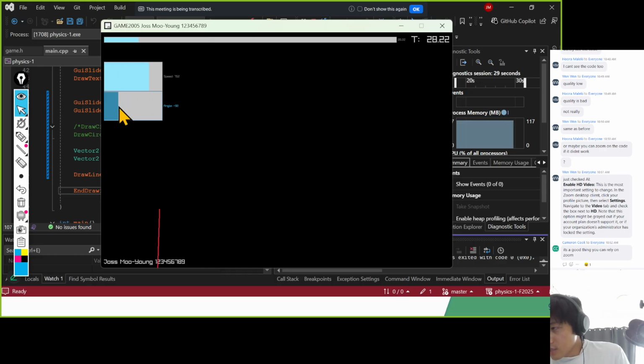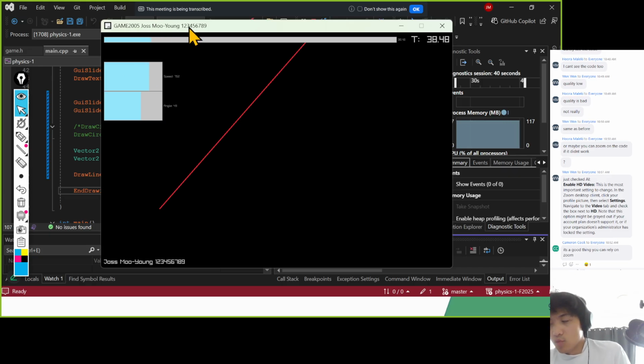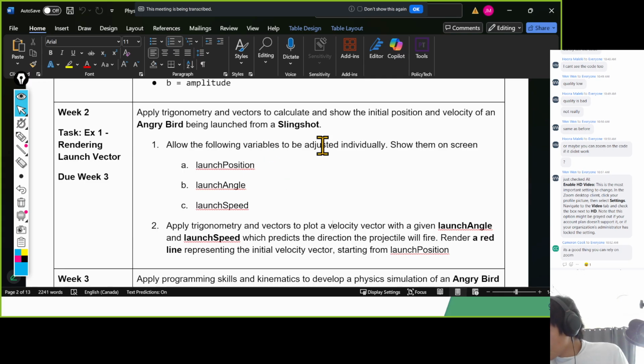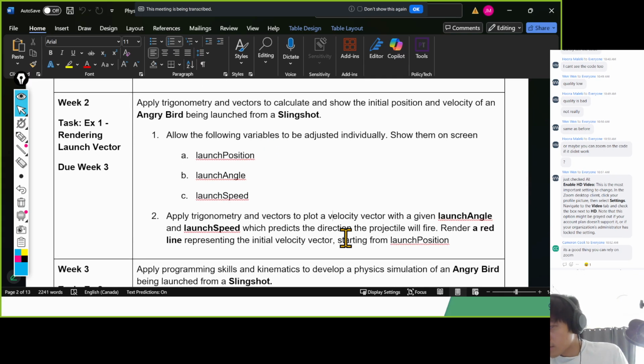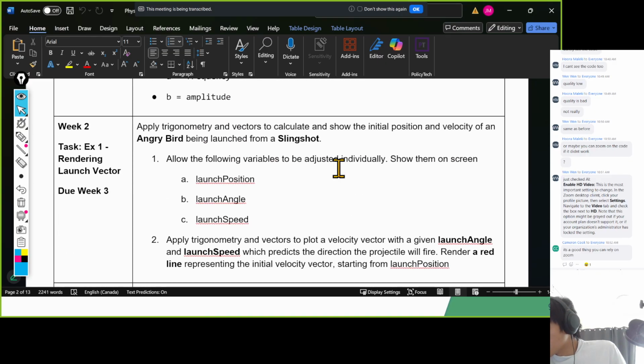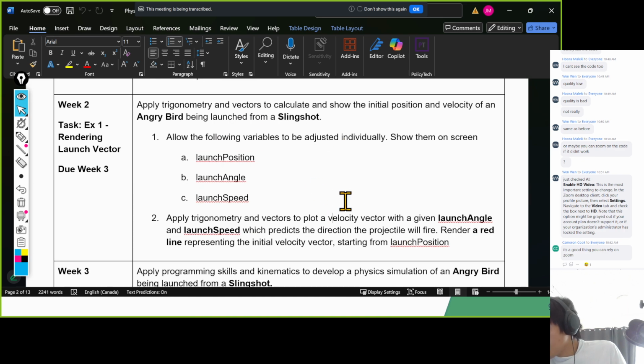Do you have to use sliders? You can use anything as long as you can actually change it, but I recommend sliders. There are other GUI elements available to you using this framework, but you need a way to change these numbers in real time. Let me check the assignment sheet to see if you can do it with arrow keys. I'm probably okay with it, but you need to have instructions on screen to say how to do it. Allow them to be adjusted individually. Yeah, that's fine.